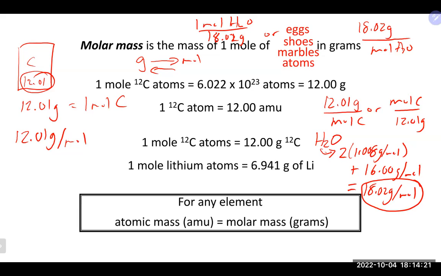The relationship between all those, how they all tie together, is if you have 1 mole of hydrogen, that would be 6.022 times 10 to the 23 atoms of hydrogen, which would have a mass of 1.008 grams. So that is how they all relate to each other. They're all equal to each other, basically. They're all basically saying the same thing. Any questions on molar mass there? All right.